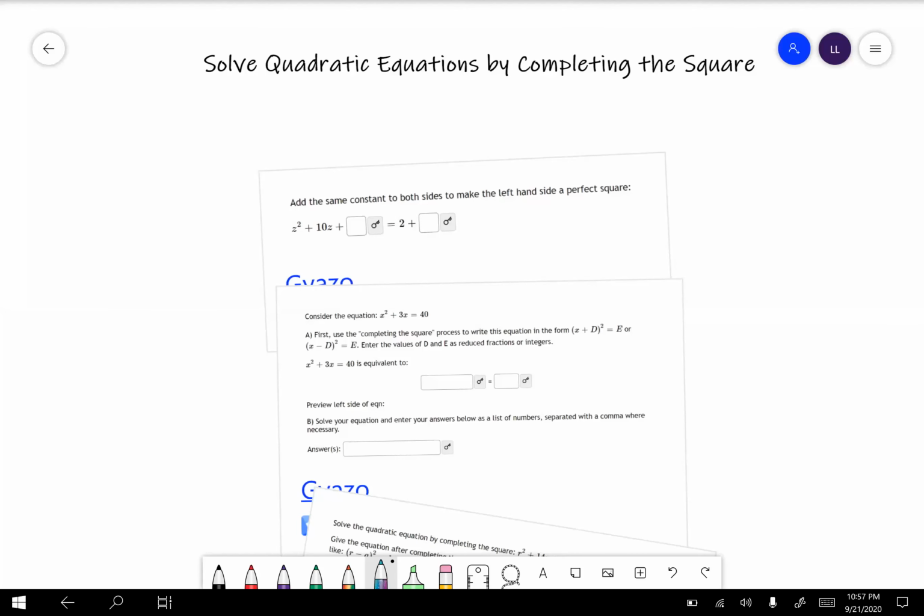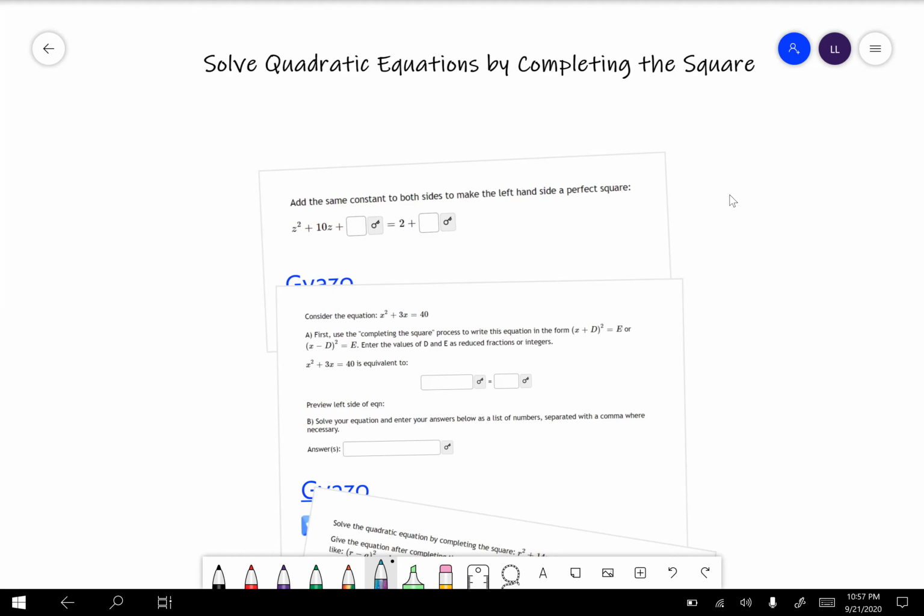Hi everybody, in this video we're going to learn how to solve quadratic equations by completing the square. In another video we learned how to solve the quadratic by the quadratic formula, and previously we learned how to solve the quadratic using a graph. So now you have three different ways to solve a quadratic.